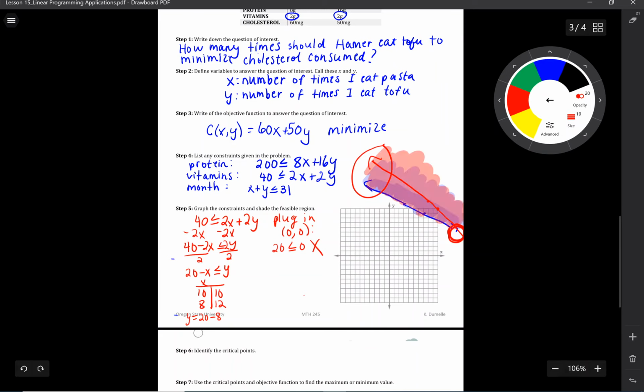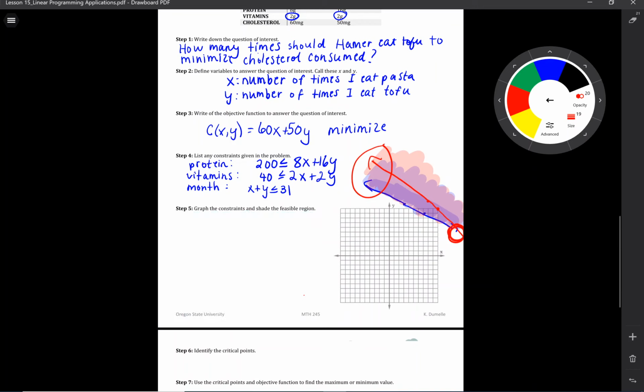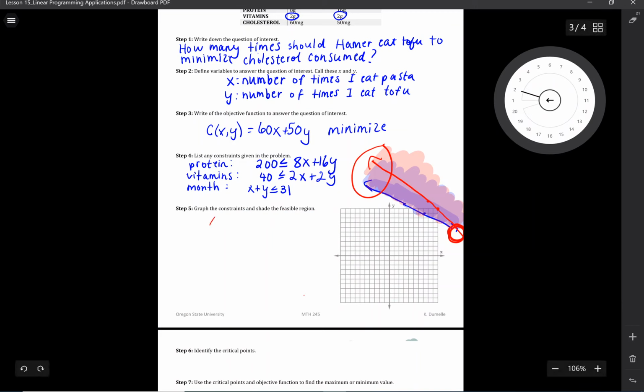Okay, I have one last constraint, my month constraint. So I have x, oh, you know what, let's do this in green. x plus y less than or equal to 31, which gives me y is less than or equal to negative x plus 31.